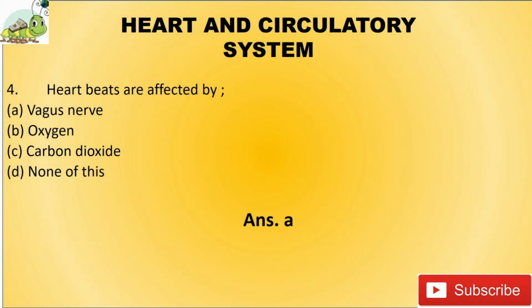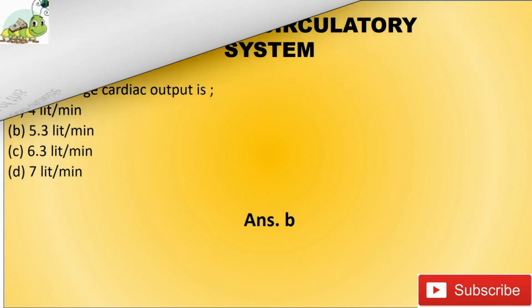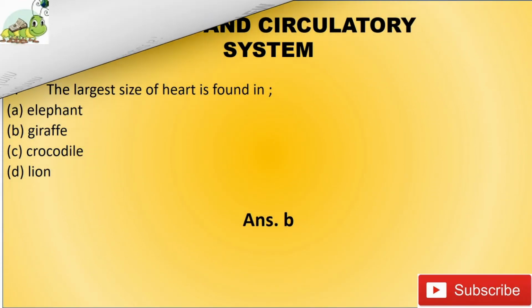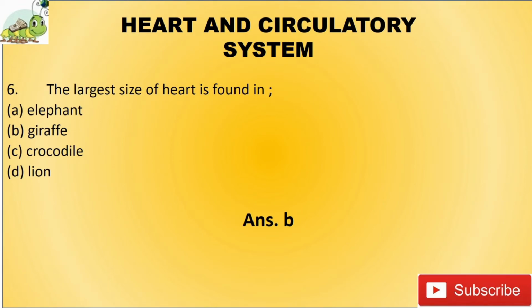Question number 4. Answer is A. The vagus nerve. The heartbeats are affected by vagus nerve. Question number 5. Answer is B. The average cardiac output is 5.3 liter per minute. Question number 6. The answer is B. The giraffe, the largest size of heart, is found.